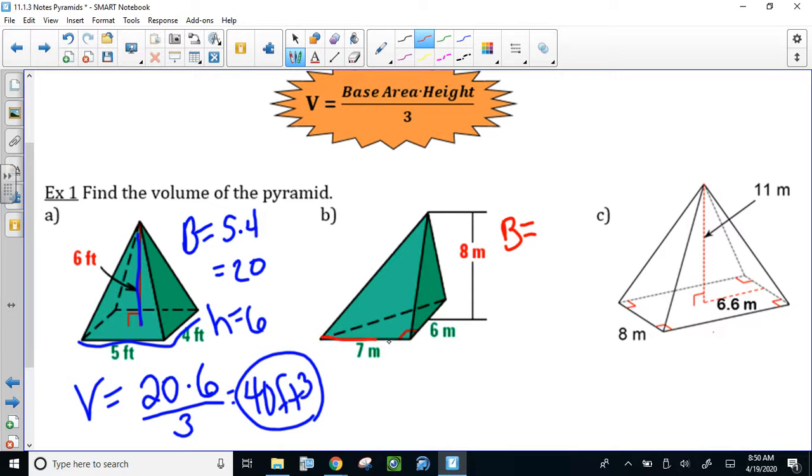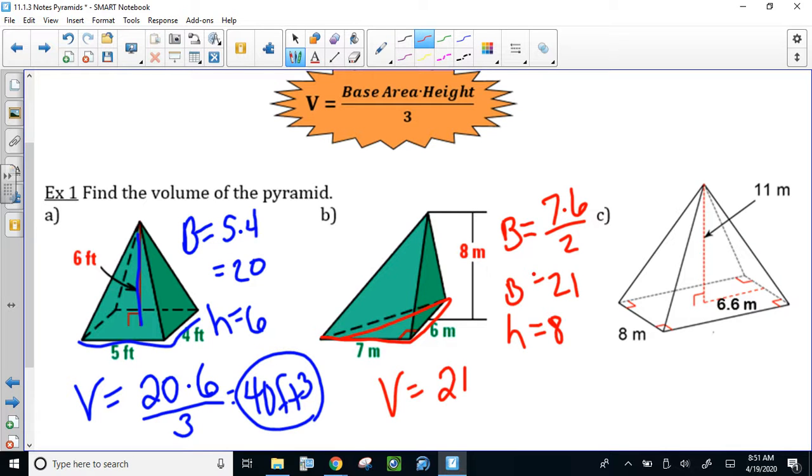So on our part B, our base is now a triangle. So we need to know the area of that base. So 7 times 6, but it's a triangle, so we've got to cut that in half. So that's 42 divided by 2. That gives us a base area of 21. And the height is 8. So then our volume will be our base area of 21 times the height of the pyramid divided by 3. And 21 times 8, I don't have that calculation. I just had the final answer, and that's going to be 56 meters cubed.